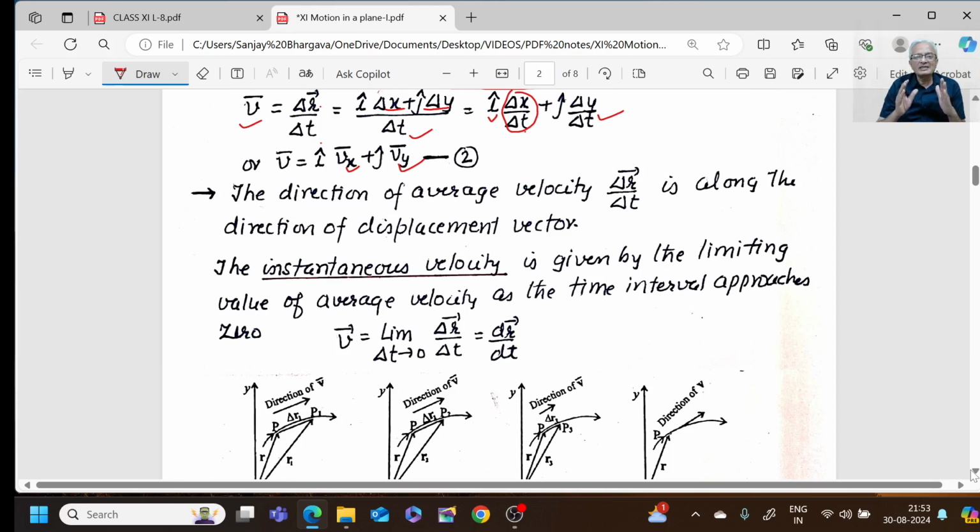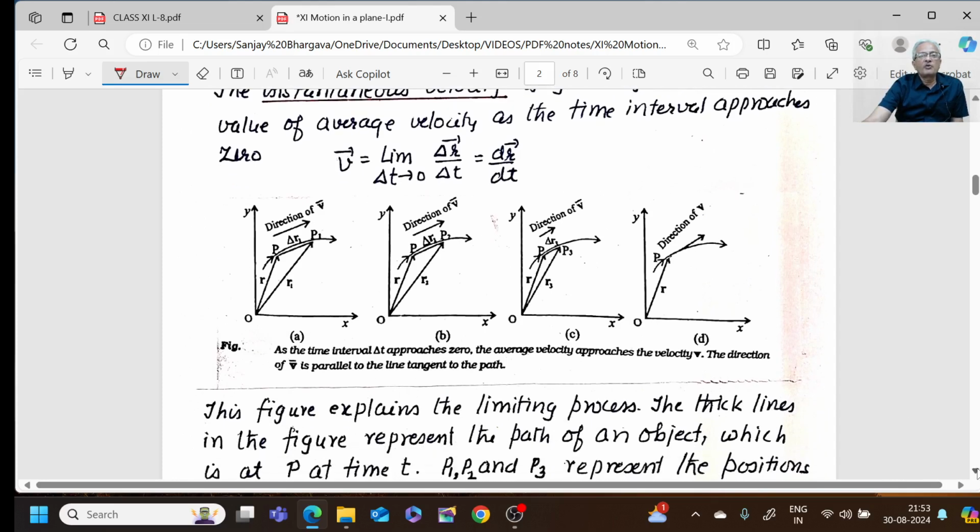Now we come to instantaneous velocity. Here we will try to understand what the limiting value delta t tending to 0 means for us. The instantaneous velocity is given by the limiting value of average velocity as the time interval approaches 0. So v can be written as limit delta t tending to 0 of delta r by delta t, which is equal to dr by dt. Here average velocity is along the direction of displacement in all the figures.